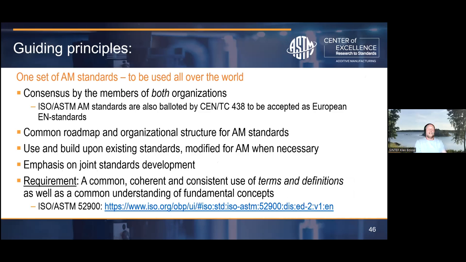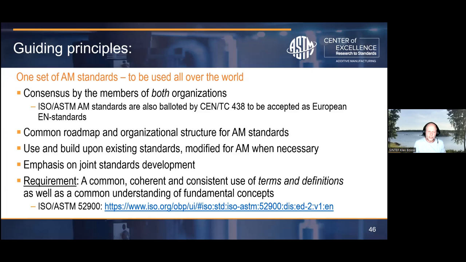The idea of this collaboration is that we want to have one set of AM standards to be used all over the world, which should be one market, one standard, fair and equal for all. It means that we need to have consensus of the members of both organizations, which is a bit of a challenge. ISO ASTM standards are also validated by CEN to become accepted European standards. We build on a common roadmap and organizational structure for AM standards. We should, as much as possible, use the existing standards, but adapt them for AM when needed.